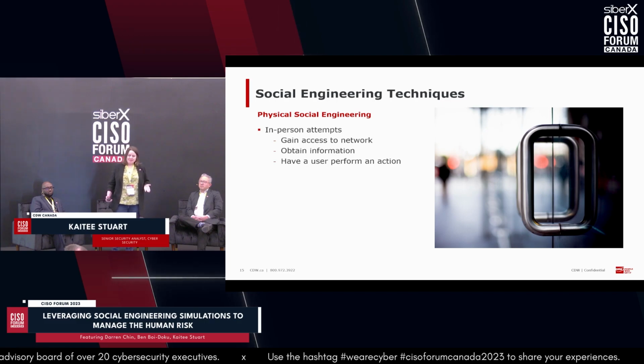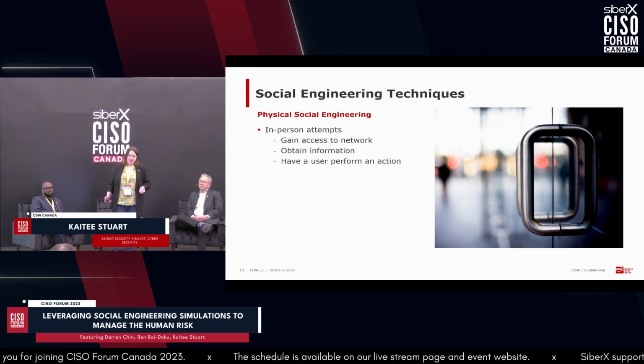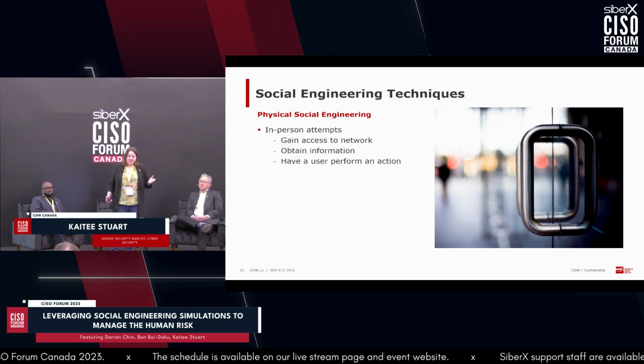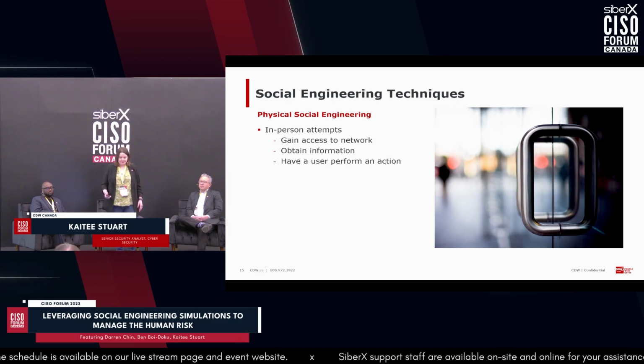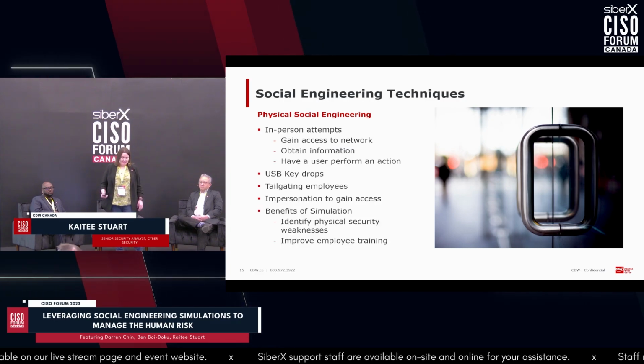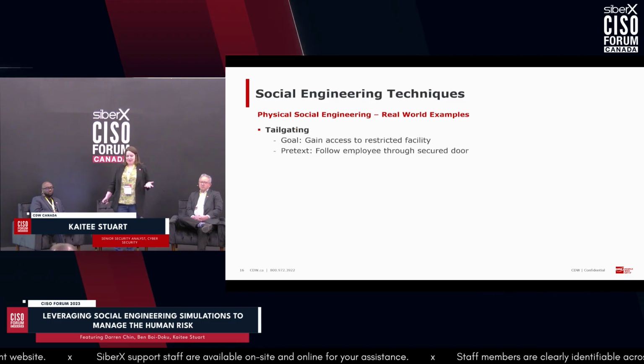Performing simulation of physical social engineering attacks is going to provide insight into employee reactions to the attack vectors, as well as highlight areas of improvement in training, as well as your own physical security controls. So I'll give you a couple examples of some of the attacks that we've done in the real world. I'll start with one, tailgating.